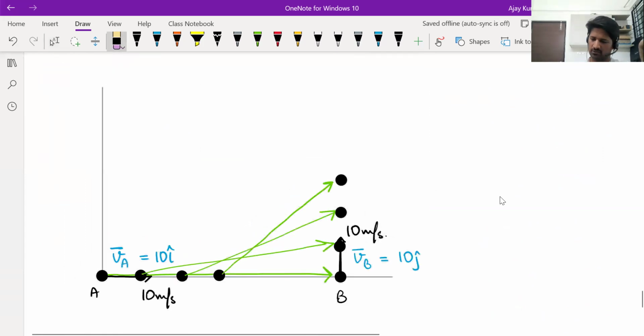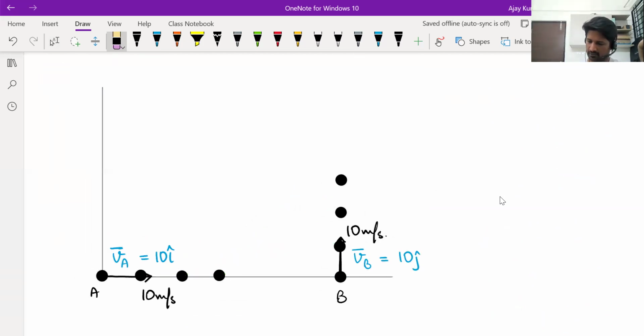Questions like this are also quite common, actually. You'll find them in many books. But we have to do it. So, you know how A and B will be moving.